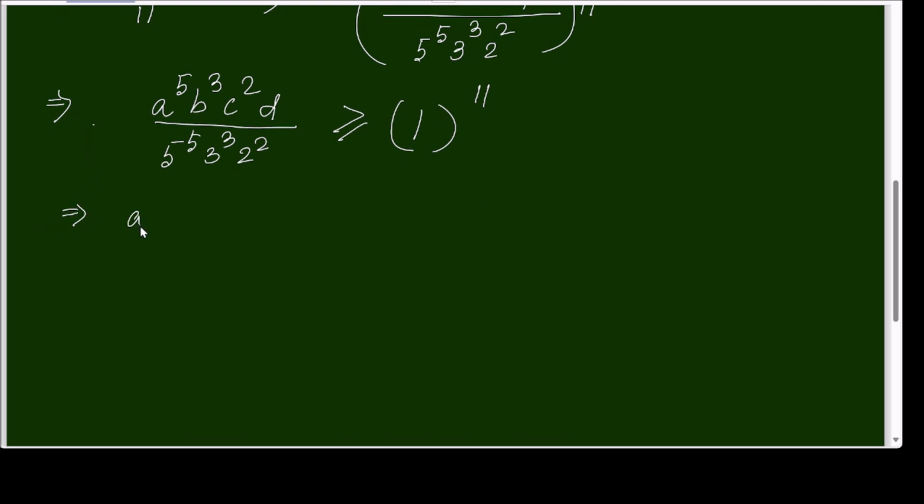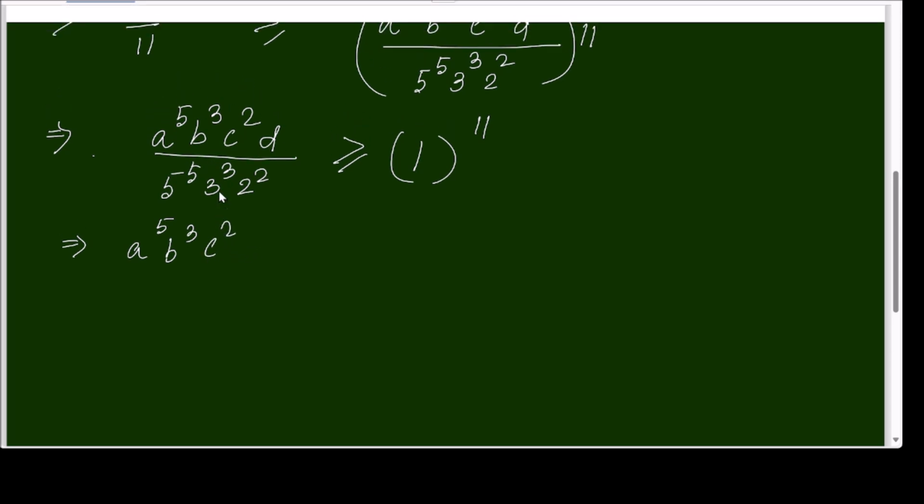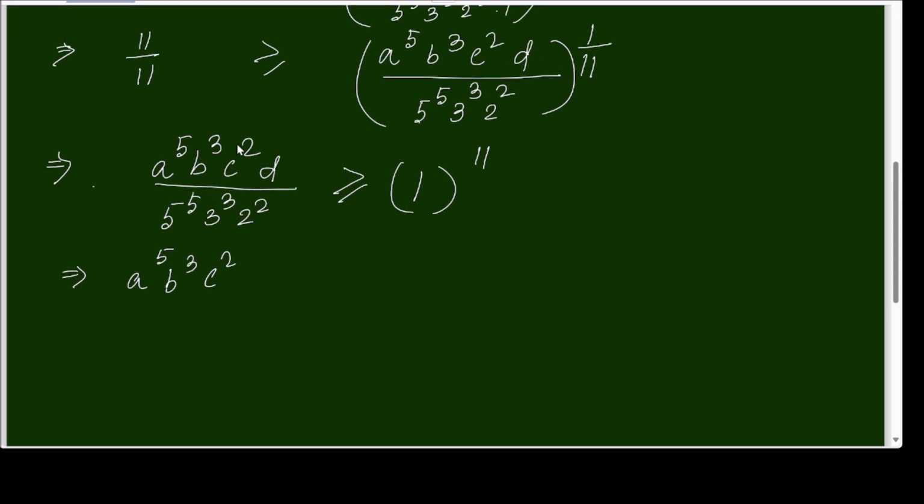So A power 5, B power 3, C power 2, D. This is not greater than, this will be lesser than only. So it is less than or equal to 5 power 5, 3 power 3 and 2 power 2. So we can calculate this one.